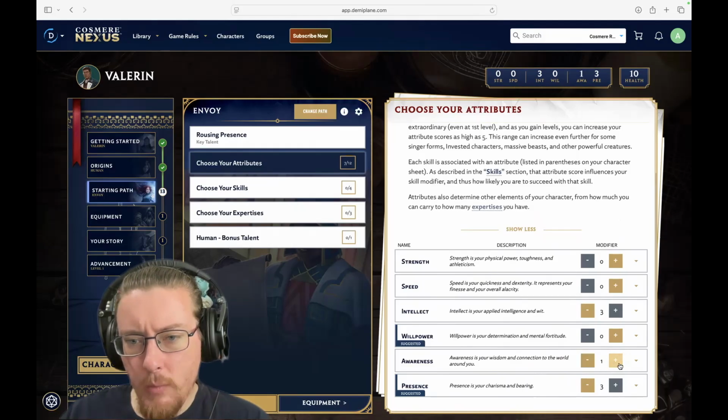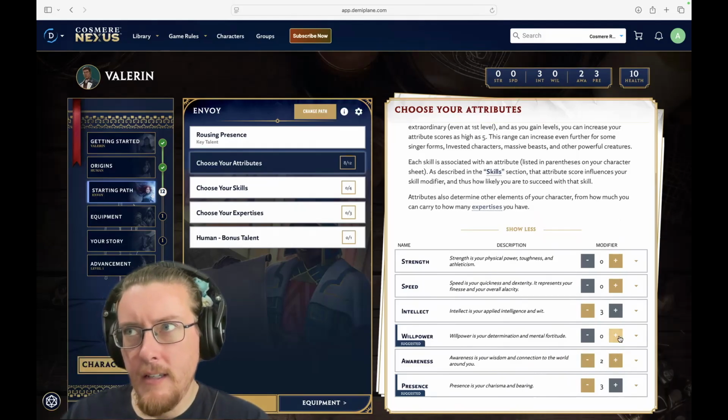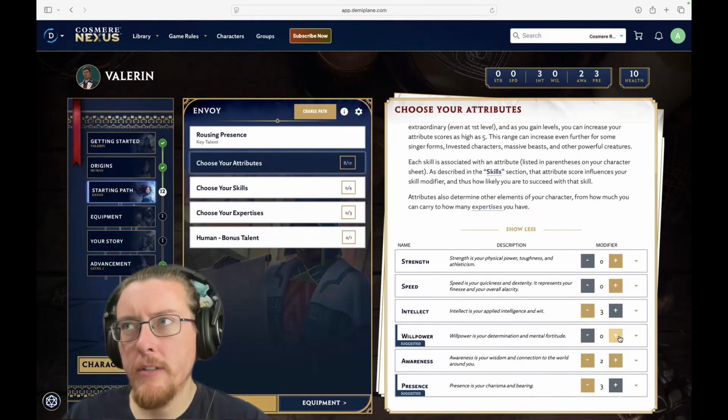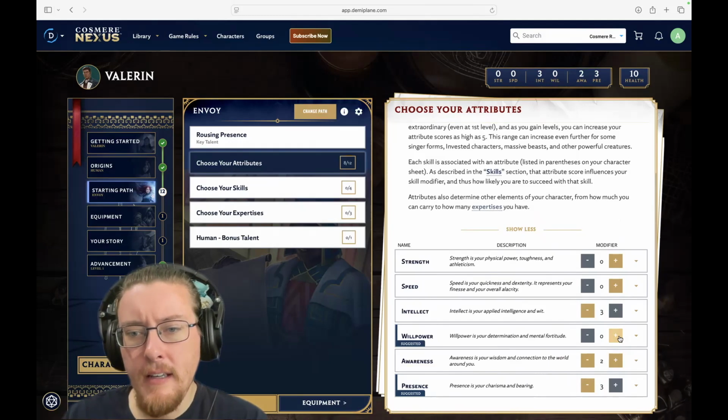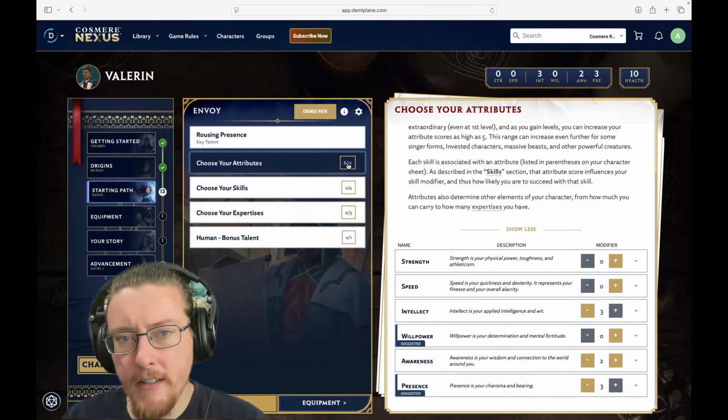I'm also going to say my awareness is at 2 because Alethi, they're very warlike culture or war-centric culture. So maybe something in the past happened that made me a little bit afraid of being caught unaware. So I'm going to have increased awareness. That means I have chosen 8 of 12.